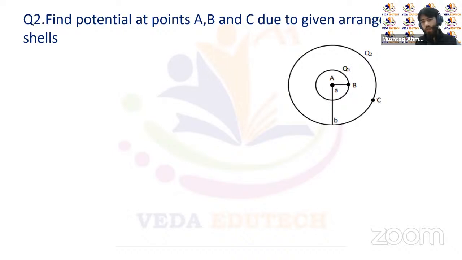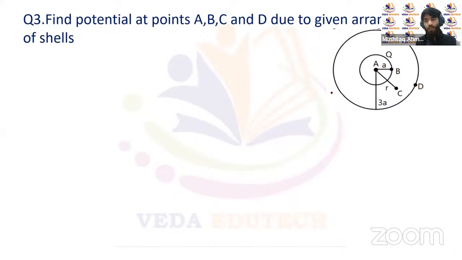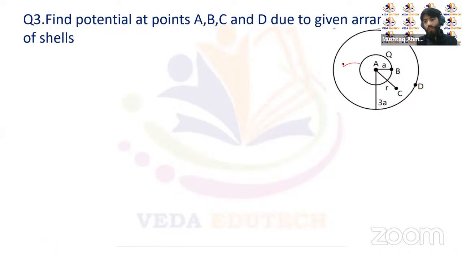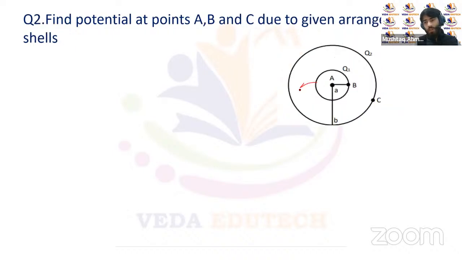We have charge Q1 on the inside shell. On the outside shell, we have charge Q2. And we have to find the potentials at points A, B, and C. We have to find the potential at this point, at this point, and at point C also.